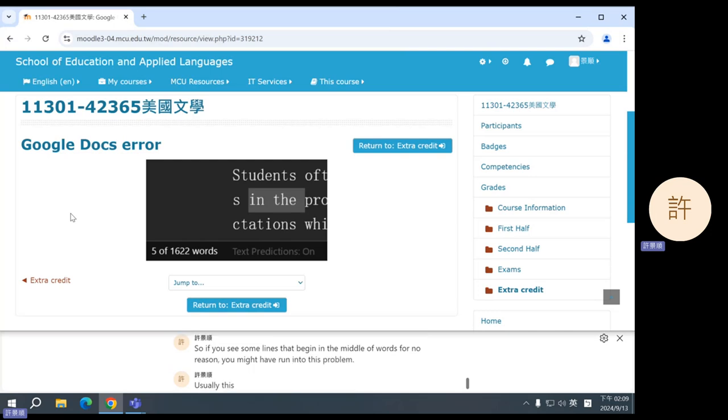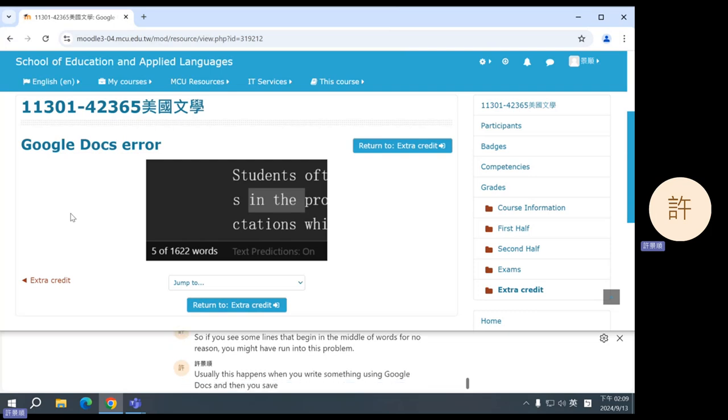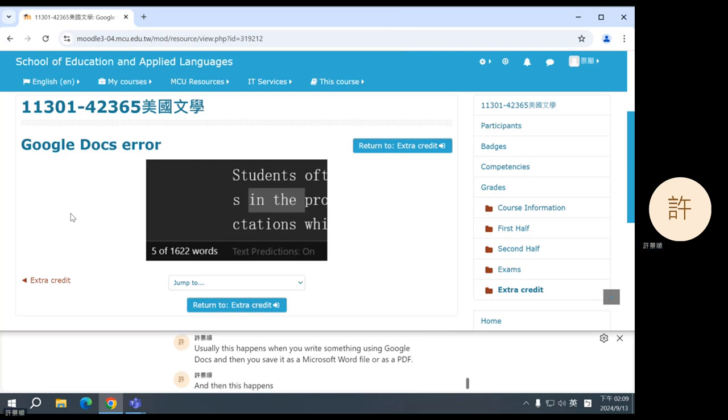Usually this happens when you write something using Google Docs, and then you save it as a Microsoft Word file or as a PDF. And then this happens. The solution, I only know one way to solve this problem. Copy everything. Open up something that is not Microsoft, like a blogging website or like Notepad. Paste everything in. Copy everything again. Open a new Microsoft Word file and then paste it in. But the best way is just to try to avoid this problem in the first place.